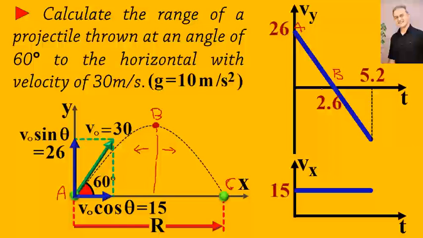The total time of this travel. Easily, it will be the same time for vx because the time elapsed in this travel is 5.2 seconds. Okay, easily the area under the graph of vx versus t will give you the area of this rectangle, which is 78. I multiplied 15 by 5.2.